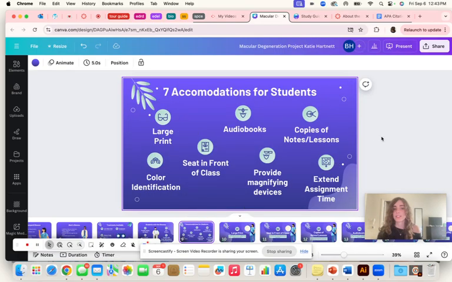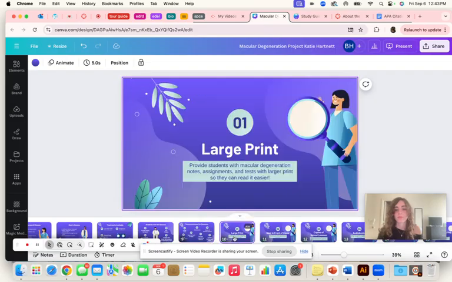So how do we accommodate this? Well, I have a couple here for you. You can use large print, color identification, seating students in front of the class, utilizing audiobooks, providing magnifying devices, providing copies of notes and lessons, and extending assignment times.